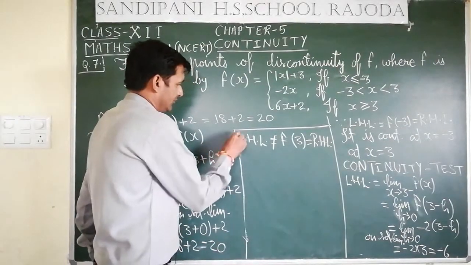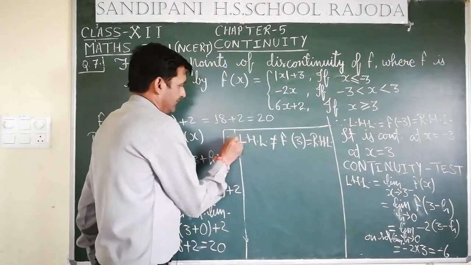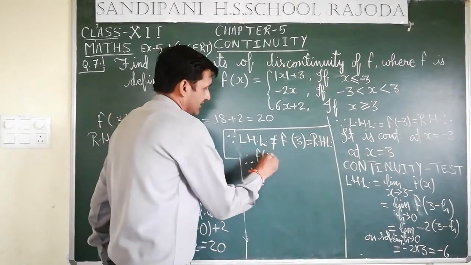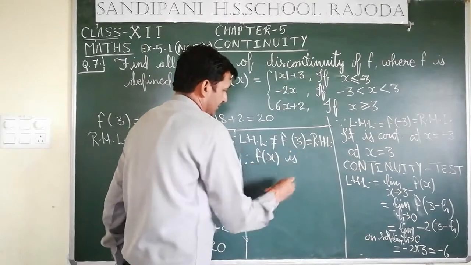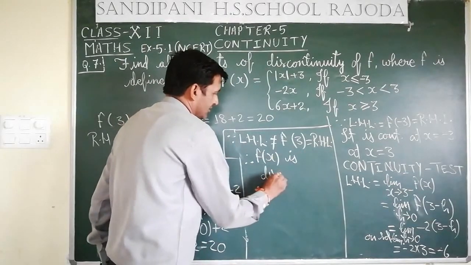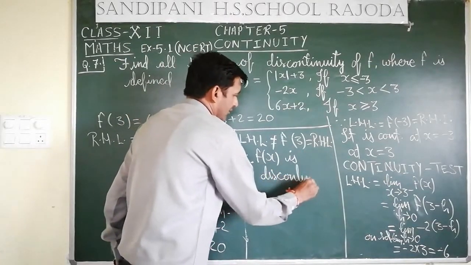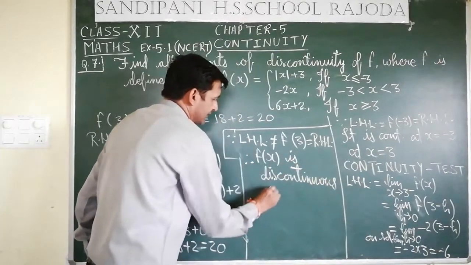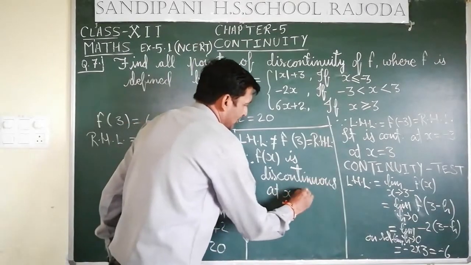Therefore f of x is discontinuous at x is equal to 3.